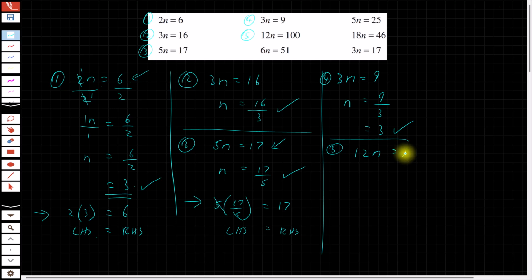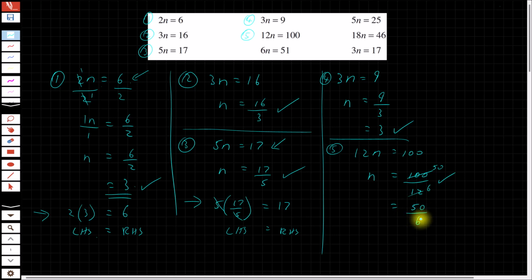12n equals 100. Divide the left hand side by 12 and divide the right hand side by 12, so we get n equals 100 over 12. This is the answer, but we can simplify this a little bit further. Let's try dividing the top and bottom of the fraction by 2. 2 into 12 goes 6 times, 2 into 100 goes 50.